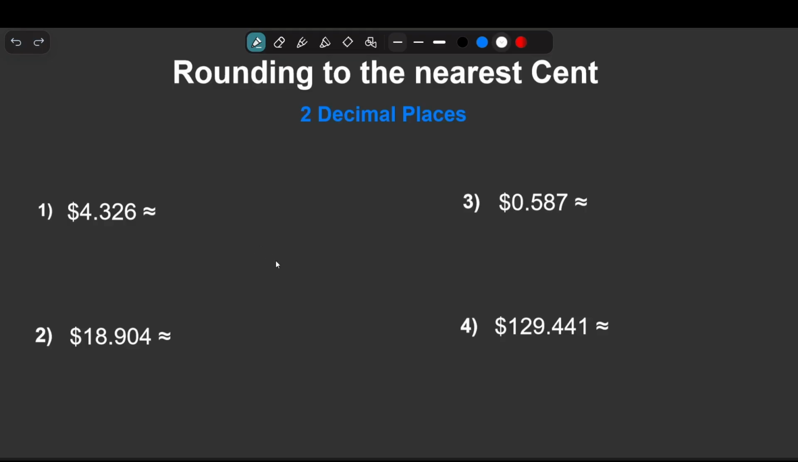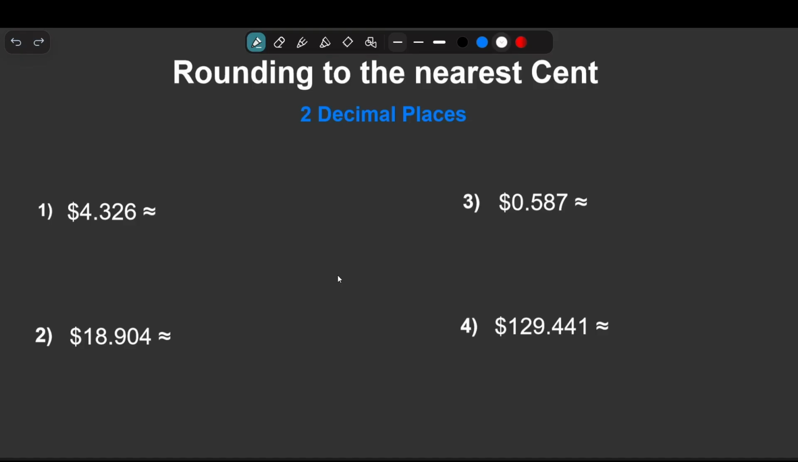In this video I'm going to be covering how to round to the nearest cent. To round to the nearest cent, we are rounding to the hundredths place. Since there are 100 cents in a dollar, the hundredths place is the furthest decimal place to the right that we go when working with money. So we sometimes need to round to the nearest cent if the decimal goes past the hundredths place. When working with money, we round to the hundredths place.